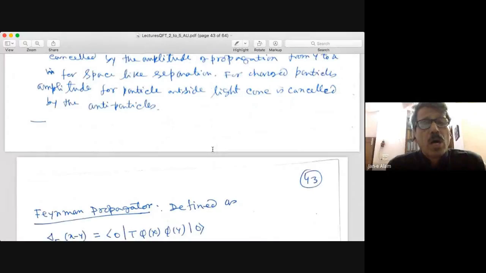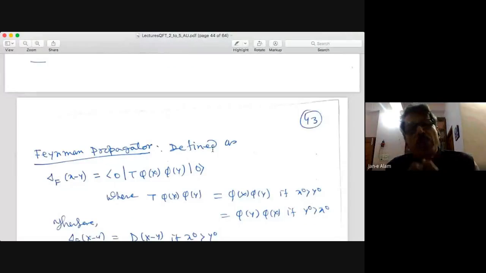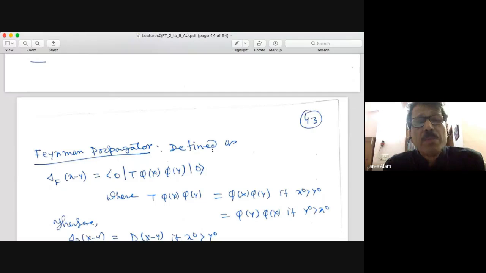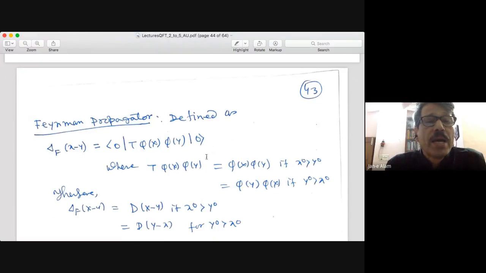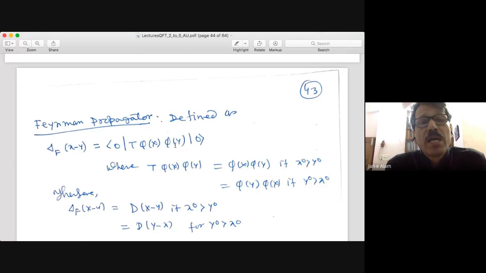Now, what I am going to do is discuss what is called the Feynman propagator, right? This Feynman propagator is defined as Δ_F. The F subscript indicates that this is a Feynman propagator, and Δ_F(x minus y) is the 2-point correlation function of φ(x) and φ(y), the vacuum expectation value of the time-ordered product.